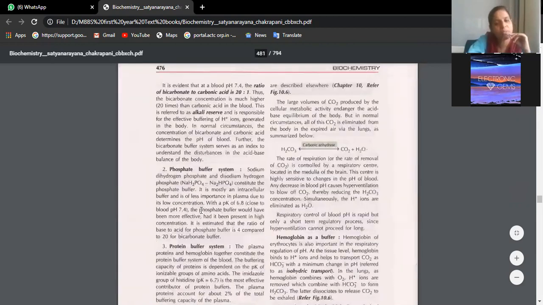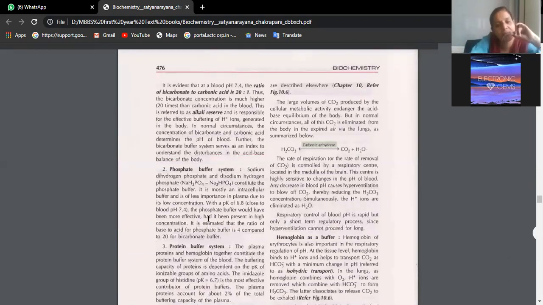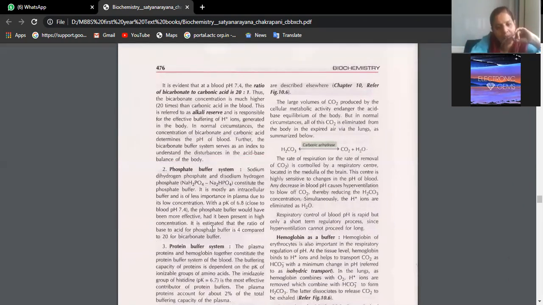There is one more buffer system in our body which is called the phosphate buffer system. This phosphate buffer system is intracellular. You should remember this word. It is present inside the cells, and actually this is more efficient than the bicarbonate buffer. But most of the time this is not available to be seen outside.